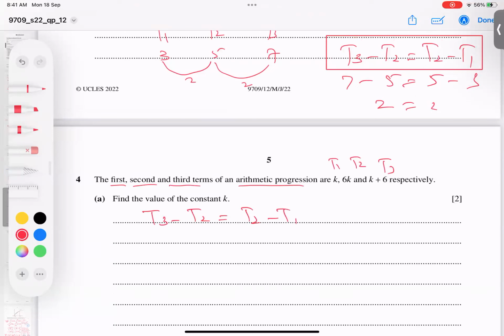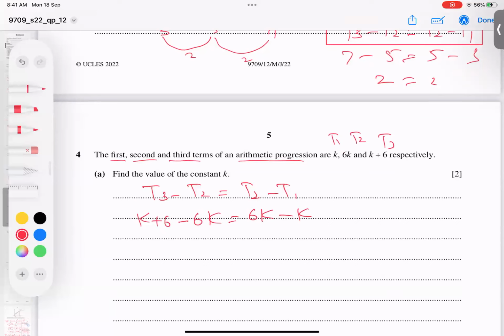So applying, I get K plus 6 minus 6K, and T2 again, 6K minus K. So I believe all of you understand what is going on. And now I'm going to give the final. So this is coming from here. Or I can bring this 6K, we get 5K. And this gives negative 5K. So here plus 5K and 6. So I get 10K, and K becomes 6 over 10.